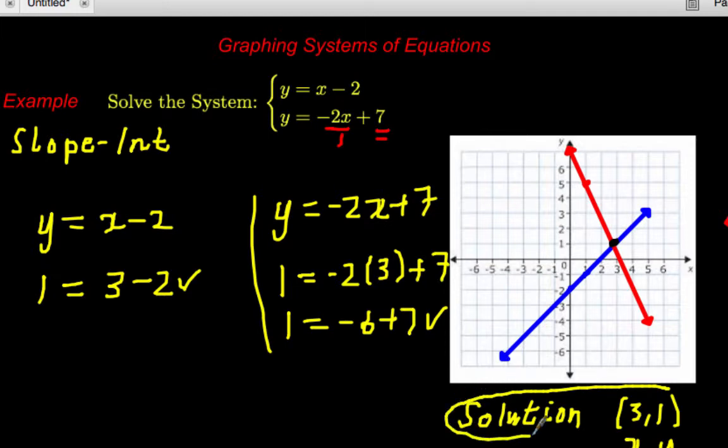And so that's what they mean in that first slide when we say the solution has to make all the equations of the system true. These are two true statements, so we know that's a solution.